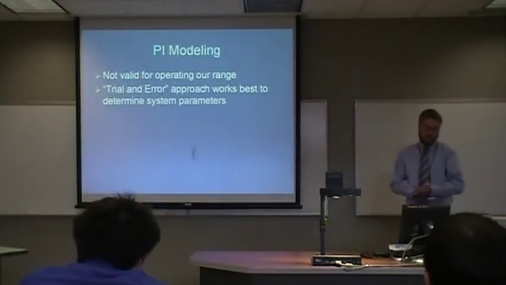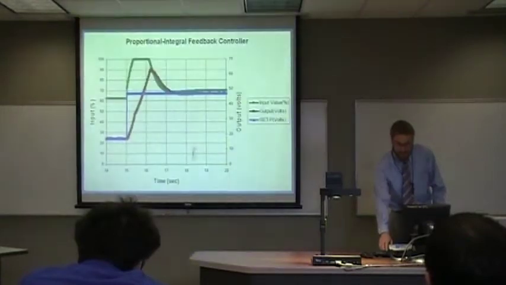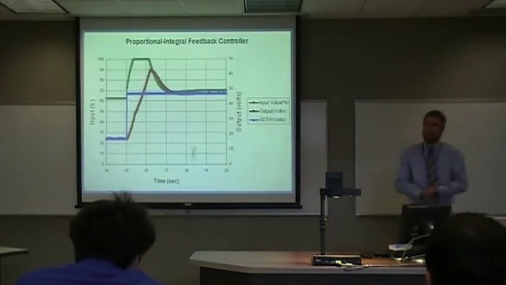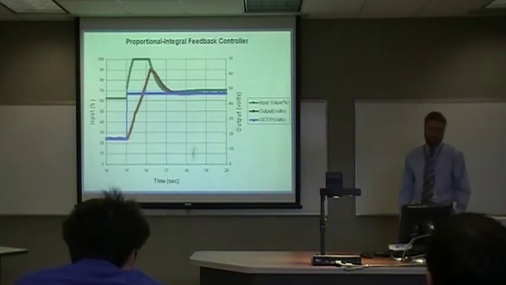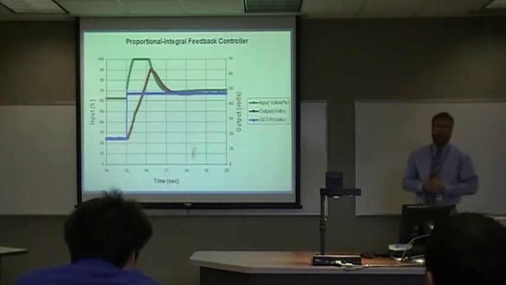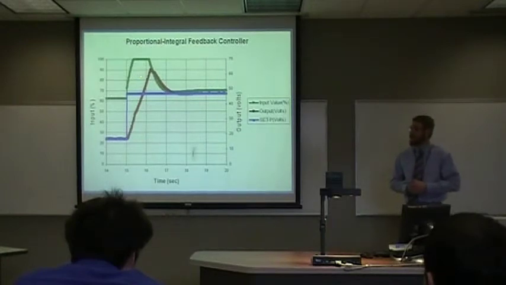The best method I found right at the end was once we get a general ballpark, just trial and error: run one, change the parameter, and it moves for the better. The proportional integral controller is the one thing we've used that actually produces desired output with no offset.